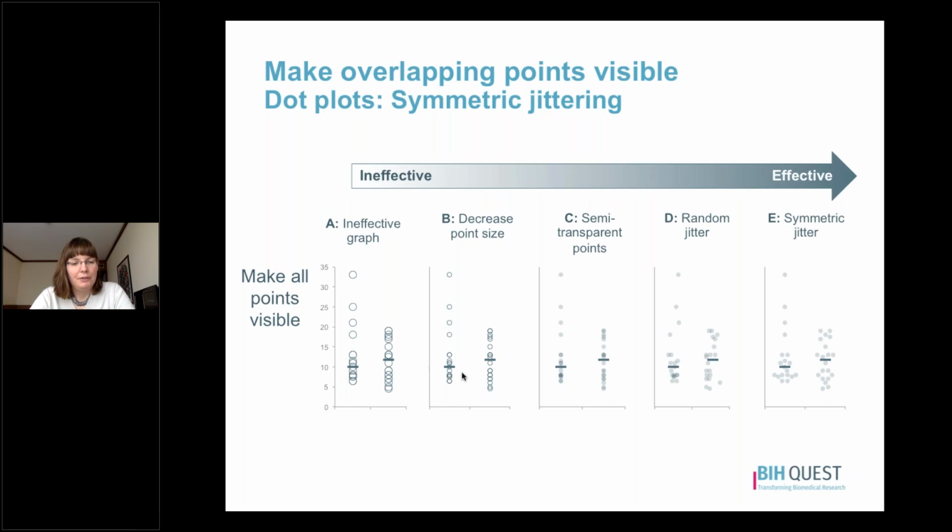One strategy we could use would be to decrease the point size slightly. We don't want it to be too small because then it's hard to see the data points. But in this particular data set, that doesn't really help us very much. These data points are still overlapping.